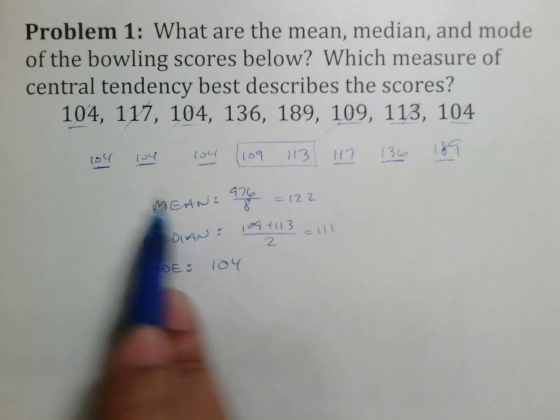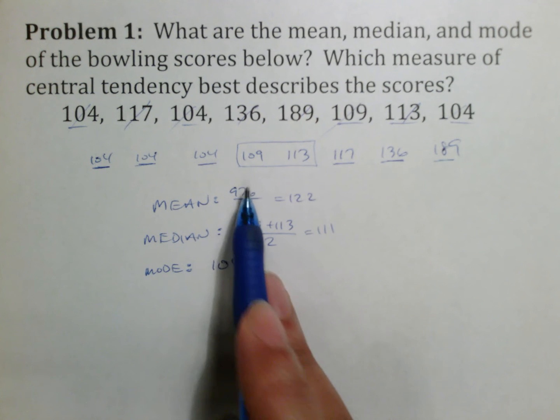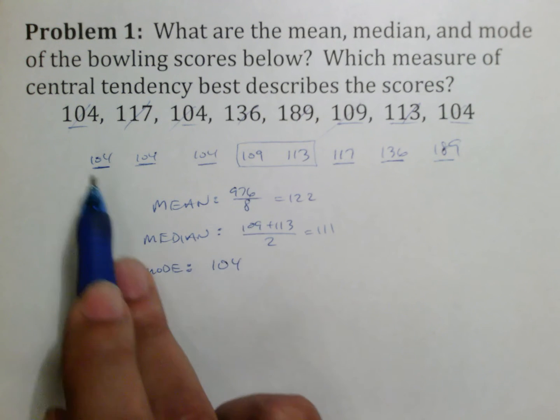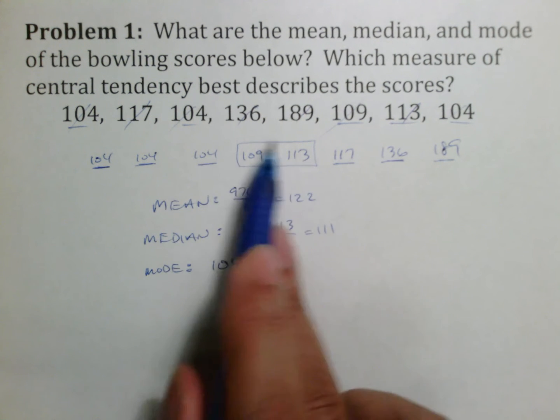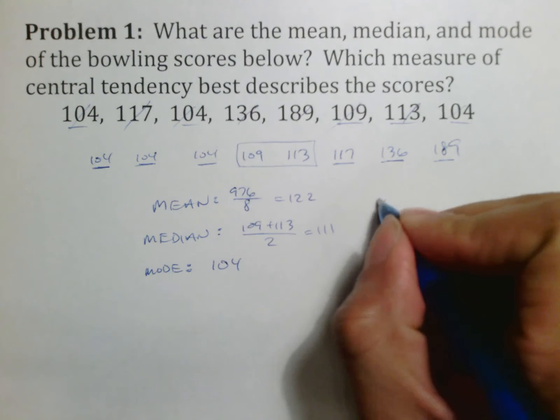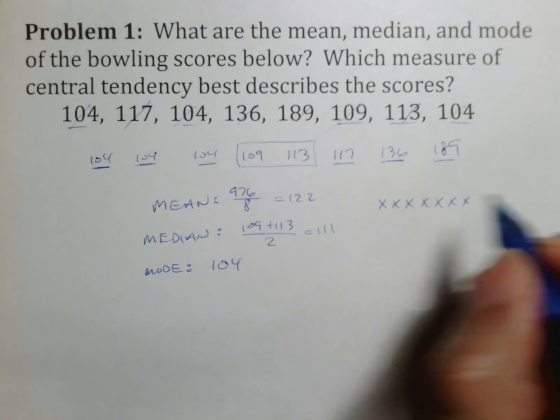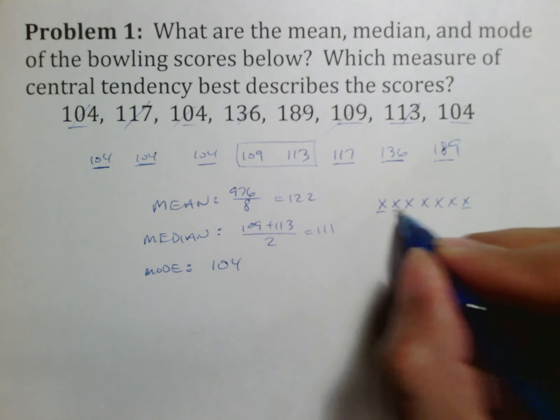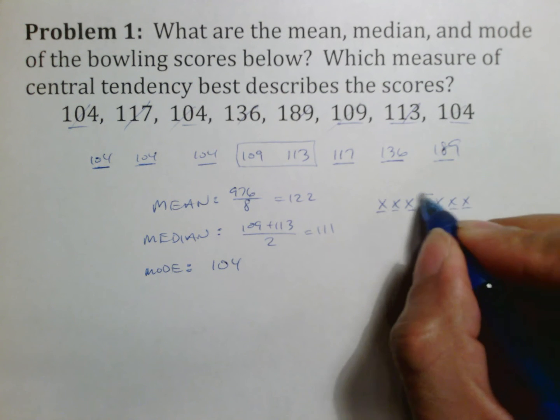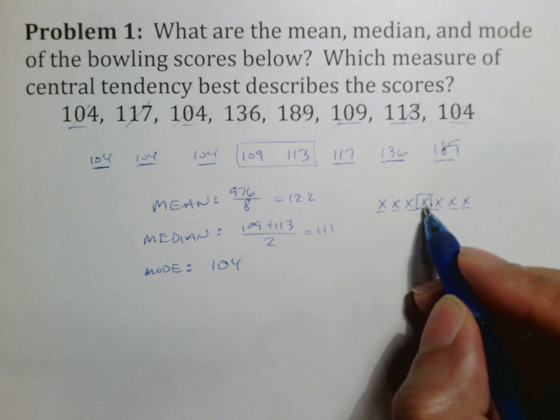So again, for mean, add up all the numbers, which is 976 divided by 8. For median, you simply find the middle. If there is a middle, for example, if there are 7 numbers, you would match this one with this one, this one with this one, this one with this one. Notice that there is a middle value right there. That would be your median.